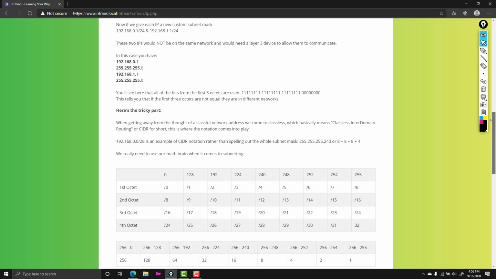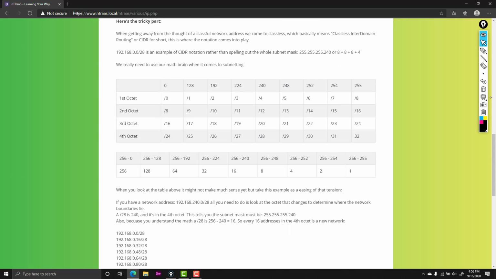On to more of a tricky part when we talk about advanced subnetting. So in getting away from this thought of classful network addresses, we come to what's called classless. And we talked about CIDR before. Classless interdomain routing is where this notation comes into play, and you have to be aware of the bit counting within a subnet mask. As an example here, we have 192.168.0.0, however, it is a /28. This is an example of CIDR notation rather than spelling it out.